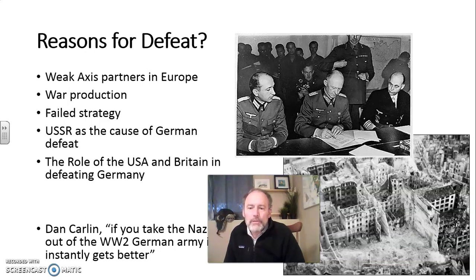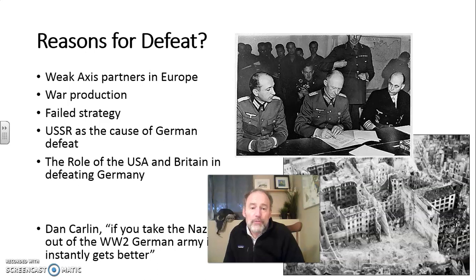And there's another factor that's not in the reading that comes out in Dan Carlin's Hardcore History, and it just relates to the Nazi regime as a whole and how they picked their leadership and how they pick people to fulfill certain roles. And Dan Carlin says that if you take the Nazis out of World War II, the German army instantly gets better.